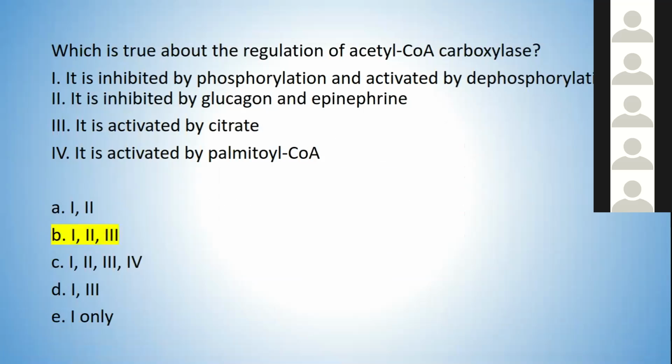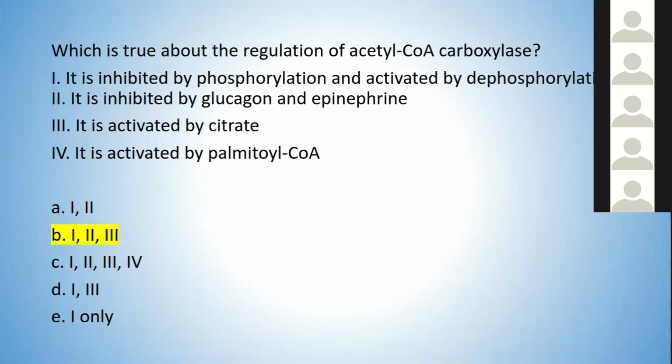So basically, for ACC, acetyl-CoA carboxylase, we know it's going to be inhibited by phosphorylation and activated by dephosphorylation. I think that's one of the most important things for this exam, knowing which enzymes are activated or deactivated by phosphorylation. And that's going to help you out a lot, even when we're talking about glycogenolysis and the A forms and the B forms of the different enzymes, all that stuff. So it's very important. And then our second choice, number 2, says it's inhibited by glucagon and epinephrine, so that's also going to be true.